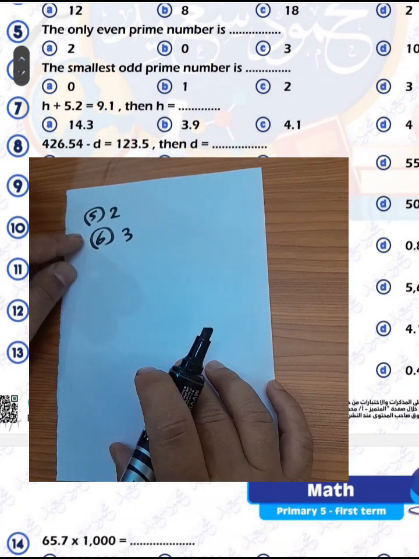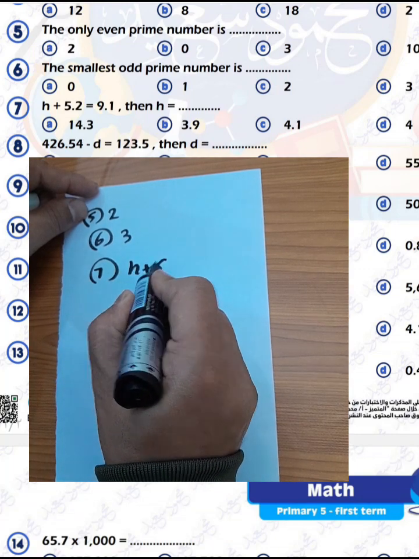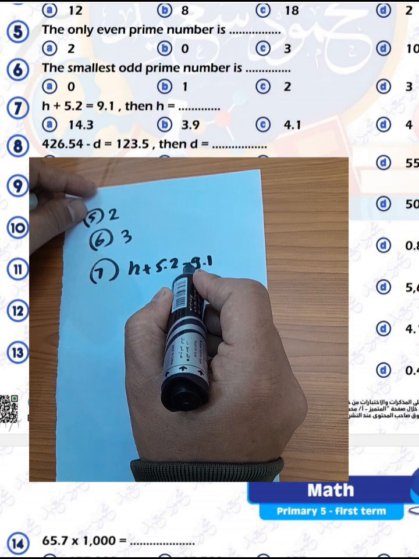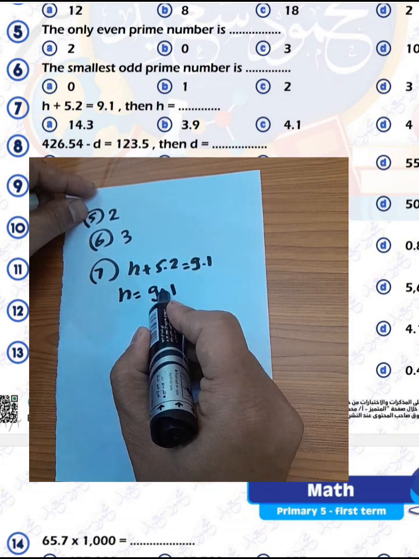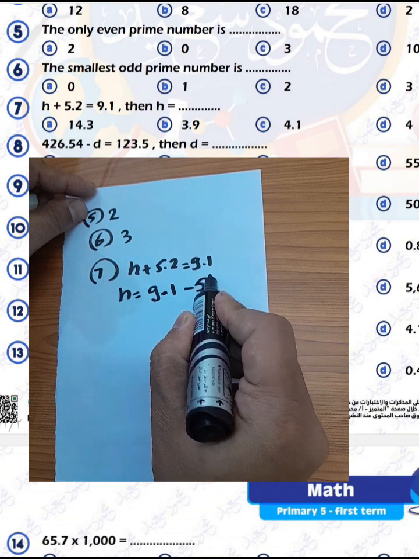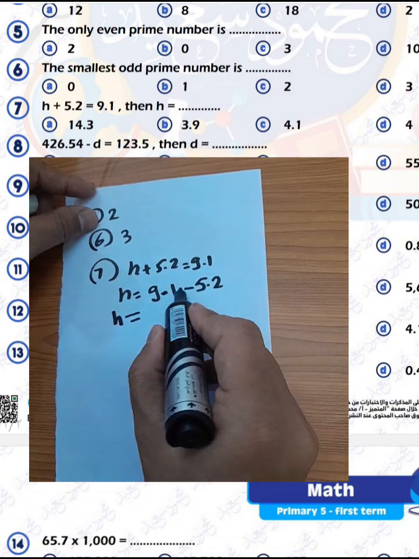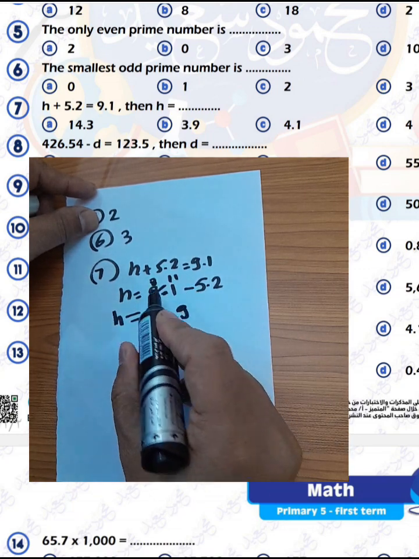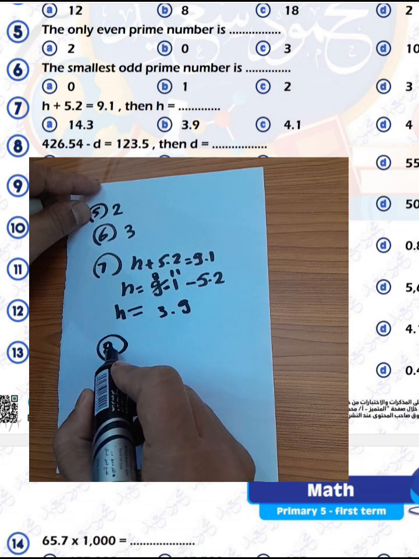Next question, number 7. H plus 5.2 equals 9.1. Then H we can find by the difference between 9.1 and 5.2. When we do 1 minus 2, we borrow 1, so it will be 8, and here 11. 11 minus 2 it will be 9. 8 minus 5 it will be 3. So H is 3.9.